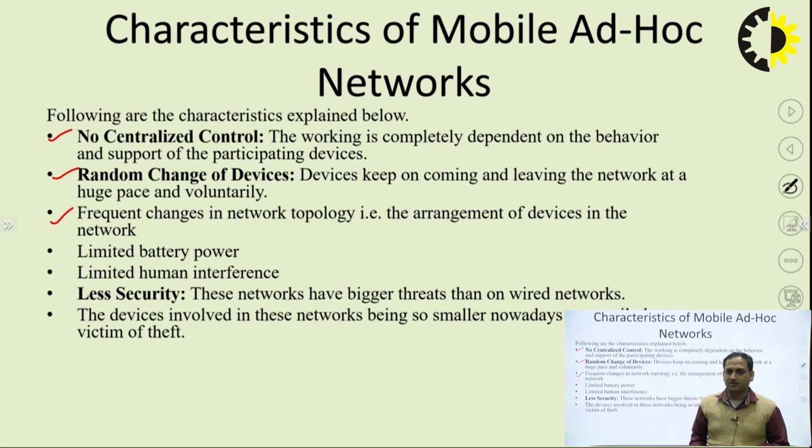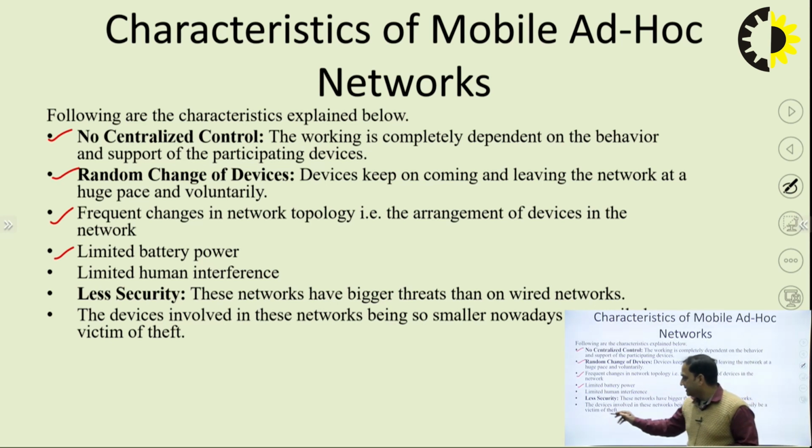So definitely the network topology will change. Another one is the limited bandwidth power. Less or limited human intervention is there, because if you're deploying the sensors into a hilly area, there is very little movement of human beings, so the intervention is very less in that case.